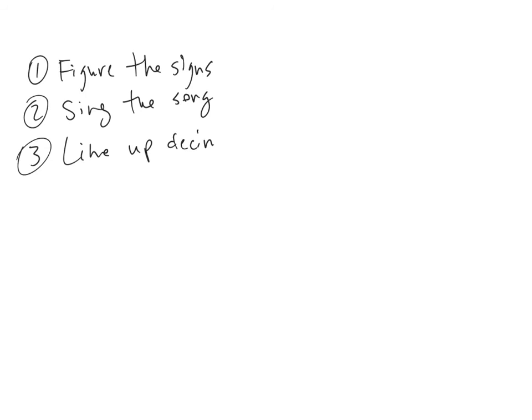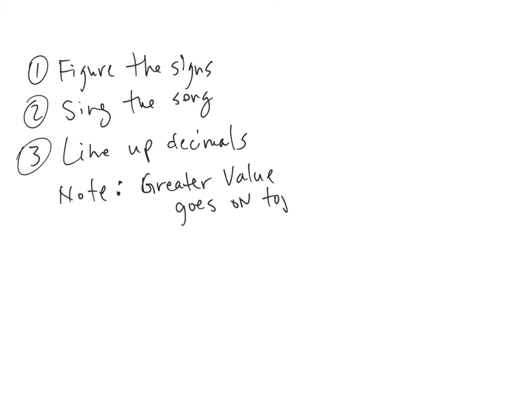And don't forget, note, the greater value goes on top. What I mean by that is when we get to multiplication, the one with the most digits goes on top. But if you have 3.14 minus, let's see, 6.1, okay, different signs subtract, so keep the sign of the bigger number.